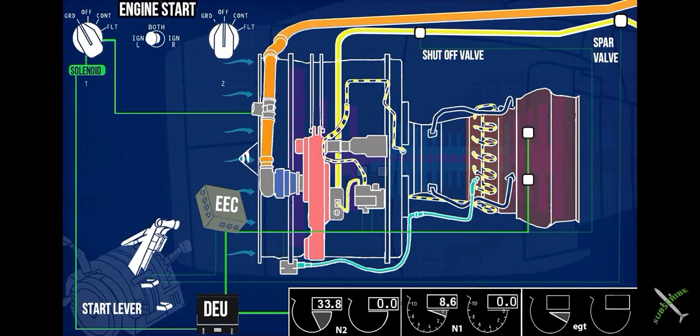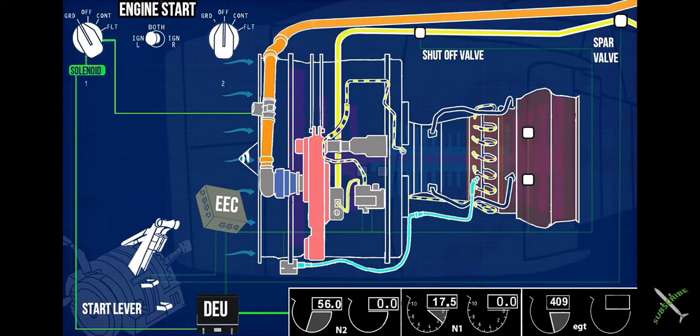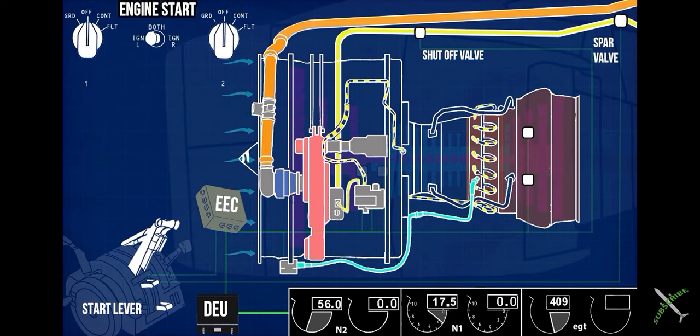Thermocouple sensors send the exhaust gas temperature data to the EEC. EEC monitors engine parameters, and if it notices any anomaly, immediately cuts off the fuel supply and ignition. At 56% N2, the engine reaches a self-sustainable level. The DEU removes the ground from the start switch solenoid, and the switch goes to off position. This removes the power to the start valve, which closes to stop the pneumatic supply to the starter.